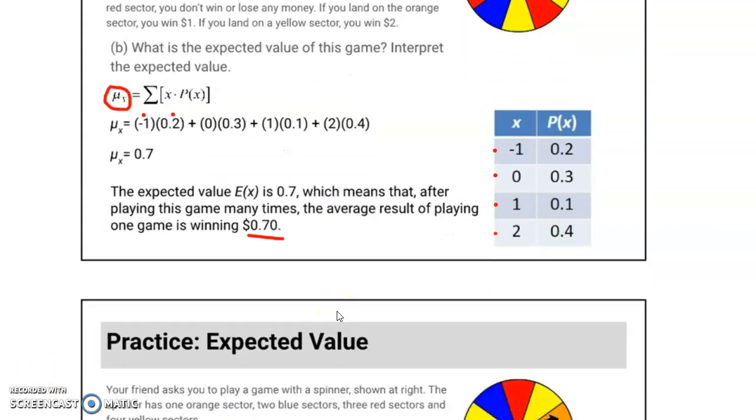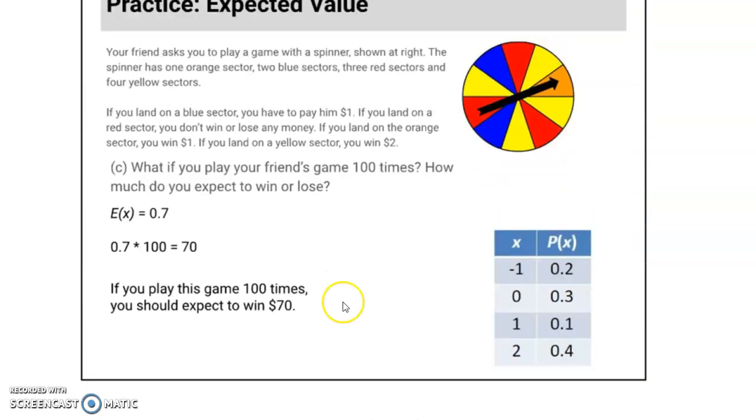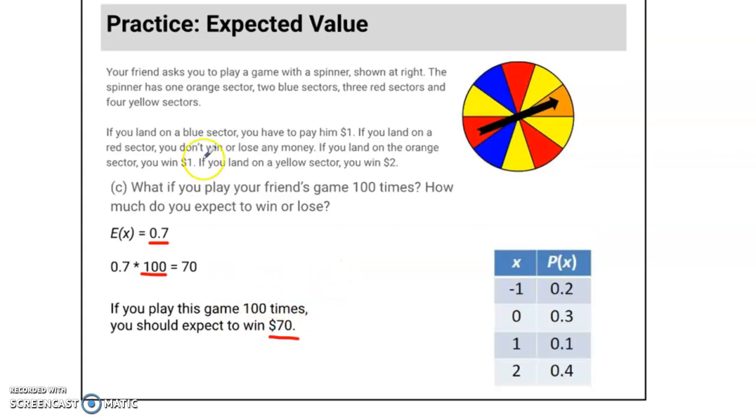So in the long run, what's going to happen? What if you play this game 100 times? Well, if you play the game 100 times, you can multiply the average result of one game times the number of games that you played. So if you play this game 100 times, you should win $70, which is a pretty good game for you and a pretty bad game for your devious friend.